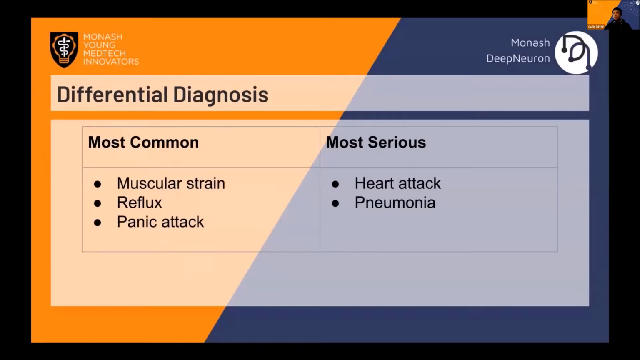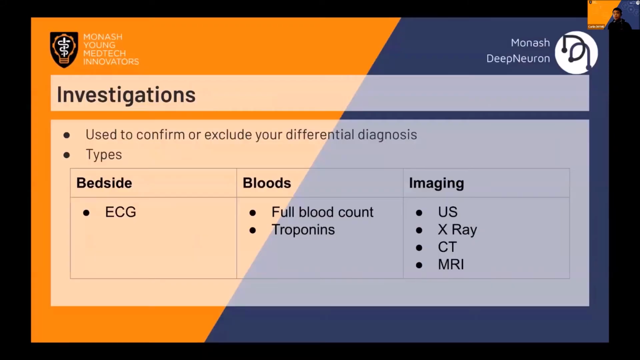Using all that information, we make a list of the things that the patient might have, which we call differential diagnosis. This can be divided into what is most common and what is most serious, so the things that we can't miss. In terms of chest pain, an example of things that are common are muscular strain, reflux, so when the stomach acid comes up higher, you can get pain in your chest, or a panic attack. Some of the most serious things that we can't miss, so we always look out for, are heart attacks or pneumonia, which is a bacterial infection of the lung that can be quite serious. Then finally, we use investigations to confirm or exclude that list.